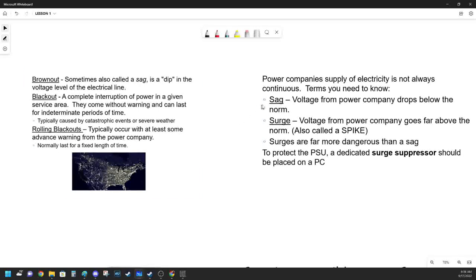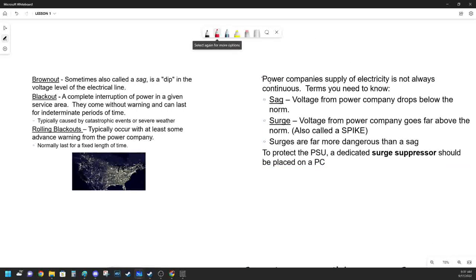Compare that to the smaller terms of sag and surge, right? A sag is just a time period where there's lower voltage. A surge, obviously, is a spike in voltage. Like if your house gets hit by lightning, you might lose some networking devices.